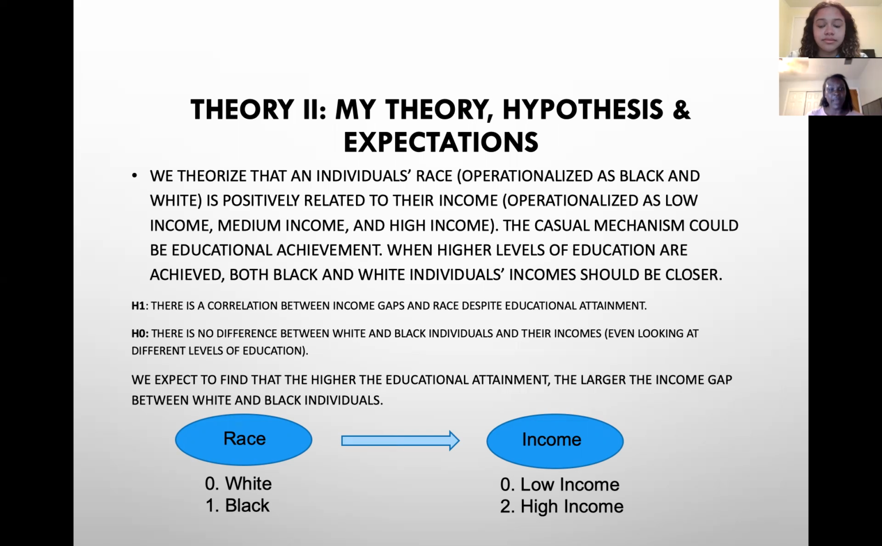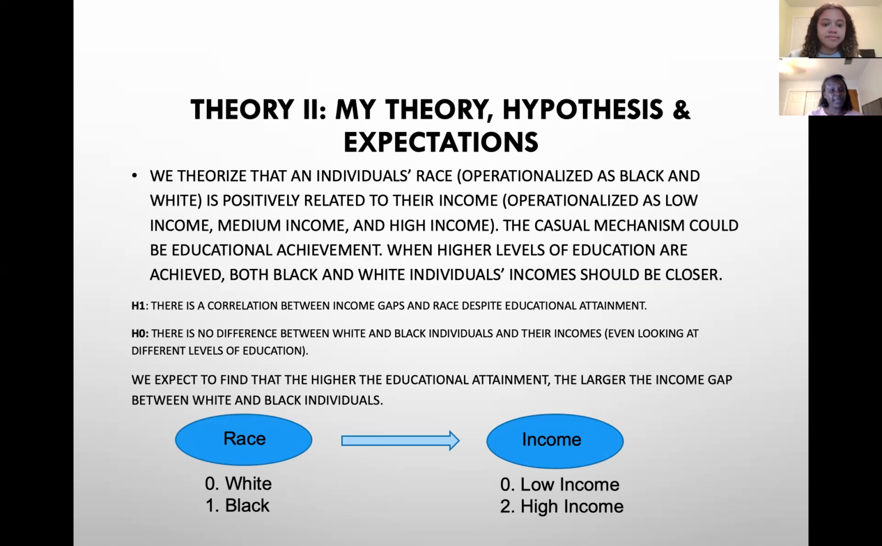This causal mechanism could be educational achievement. But when higher levels of education are achieved, both Black and white individuals' incomes should be closer. There is a correlation between income gaps and race despite educational attainment. And our null hypothesis states there's no difference between Black and white individuals and their incomes, even when looking at different levels of education. For our pathway diagram, we see that race is intrinsically correlated to income.